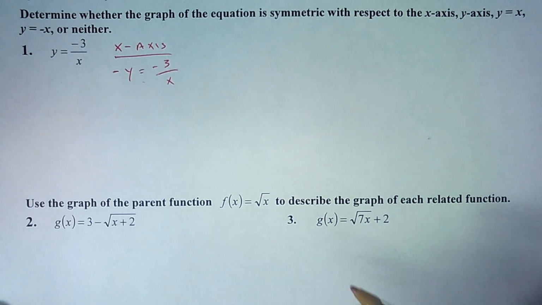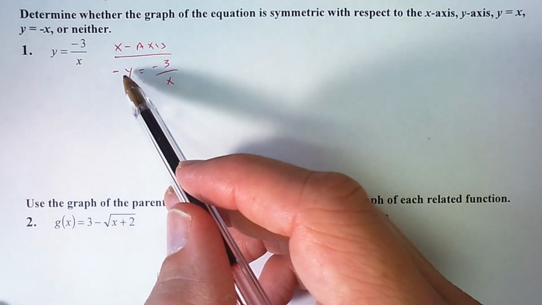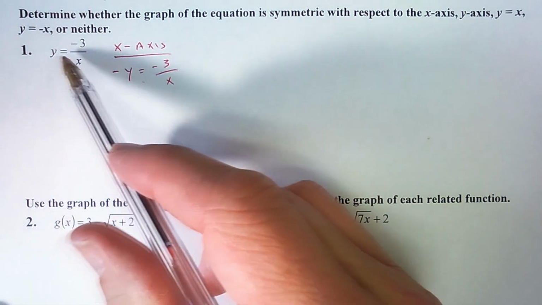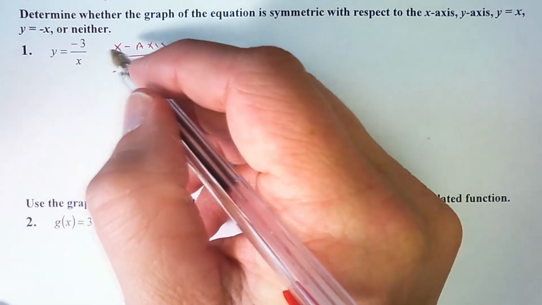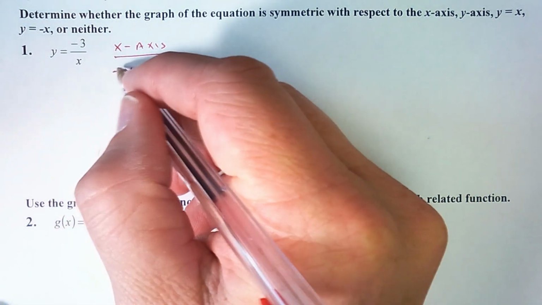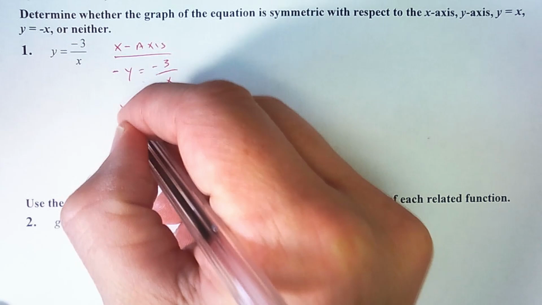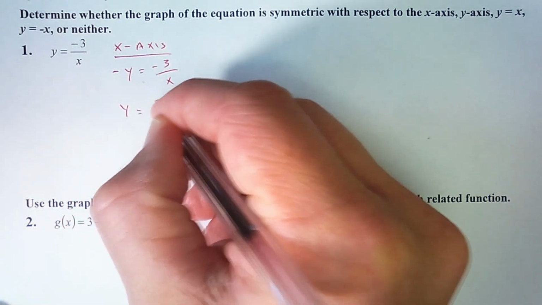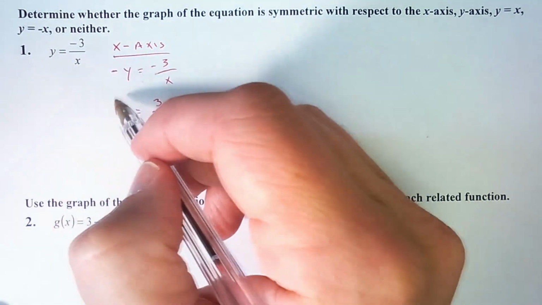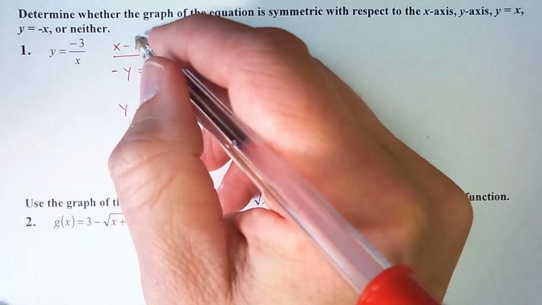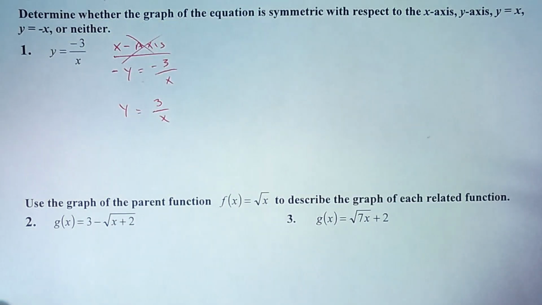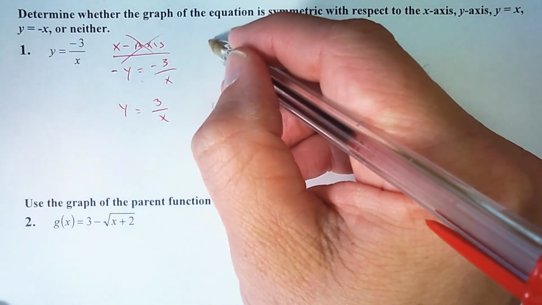Okay, now, can I algebraically make both sides equal the original? So if I multiply both sides by negative 1, I get y equals 3 over x. I got the left side to match the original, but not the right side, so I'll have to say there is no symmetry with respect to the x-axis.